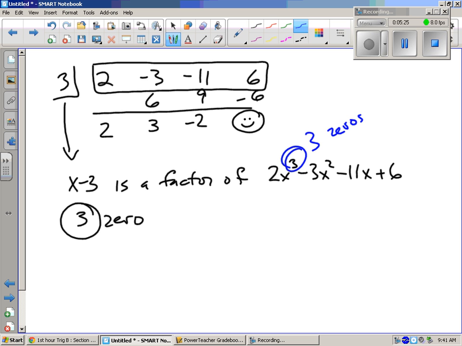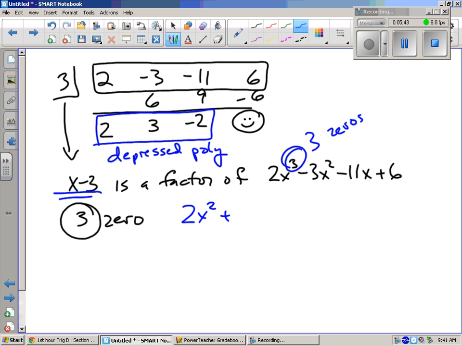So what we do is we take this part, and we're going to call that the depressed polynomial. The depressed polynomial is depressed because we factored out one of its x's. So now it's not x cubed anymore, it's x squared. So the 2 becomes 2x squared plus 3x minus 2. And what we do, we set that equal to 0, and then we try to factor this side.